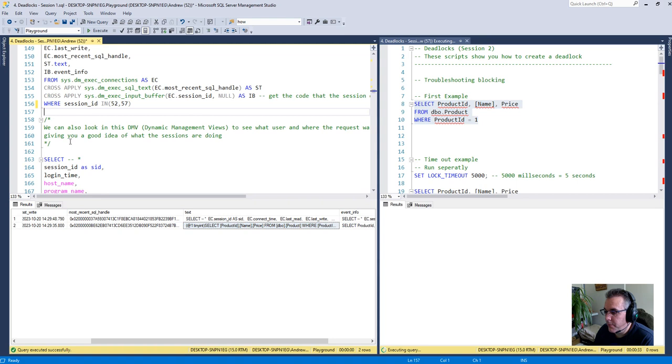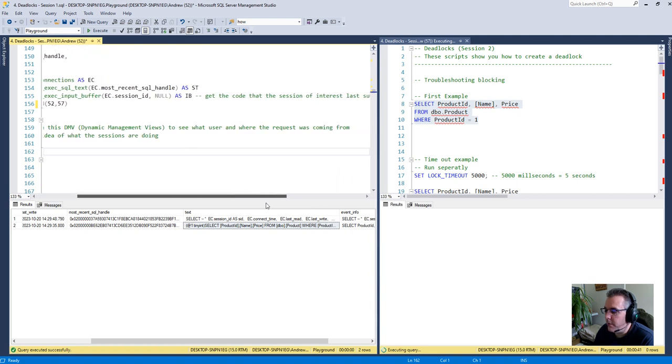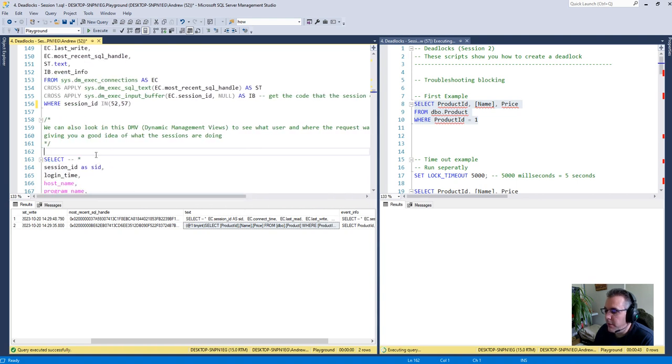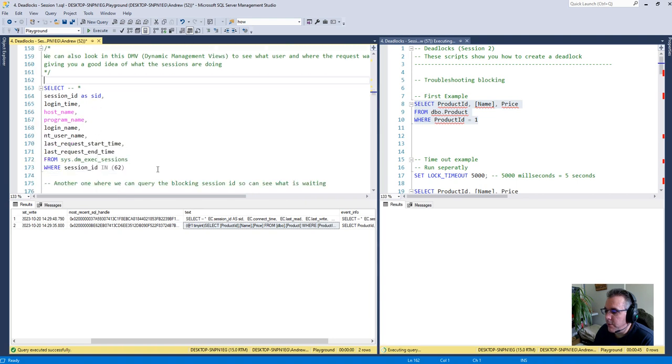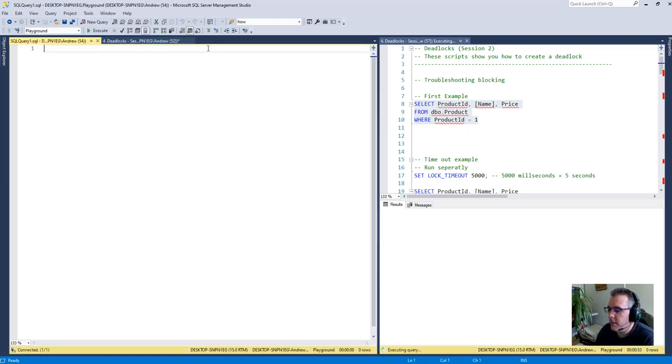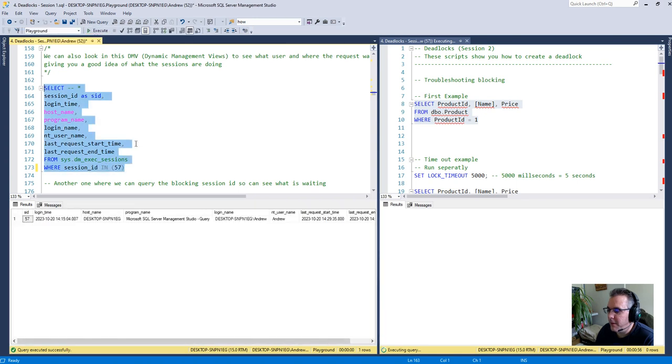So that's quite useful. We can also look in this DMV, the dynamic management views, to see what user and where the request was coming from, giving you a good idea of what the sessions are doing. So this one, we want to know about the other window, which is 57. So we run this, wrong button, execute that. 57, there you go, and we know Andrew was doing something on this machine.